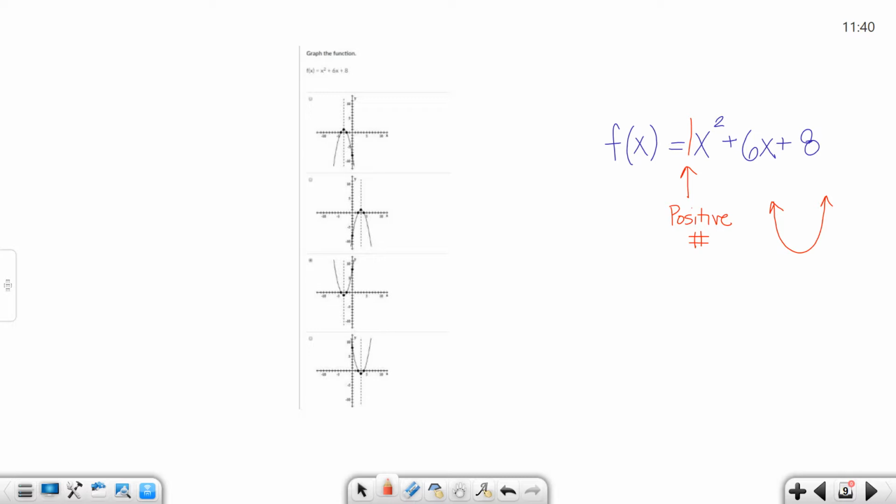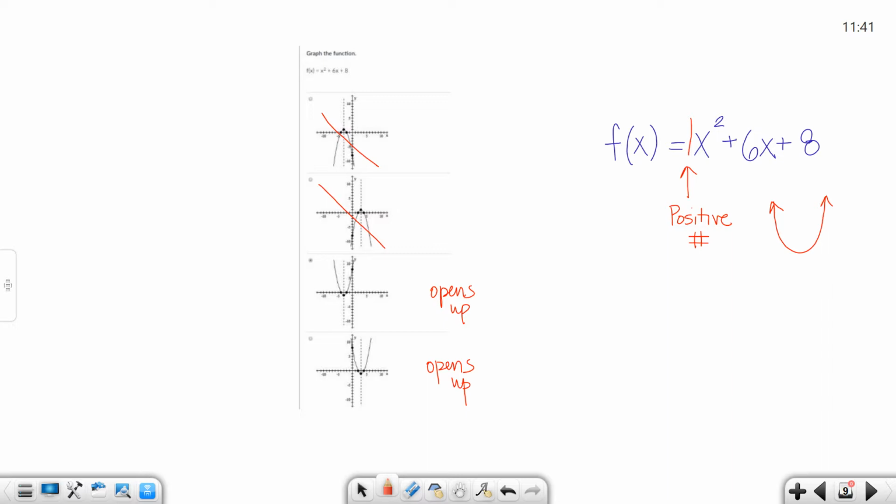So look at our multiple choice possibilities. Graph A opens downward, so that one's bad. Graph B opens downward, so that one's bad. But this one opens up, and this one opens up. So we can narrow down our choices by just deciding how it opens. If the first number is positive, it opens upwards.